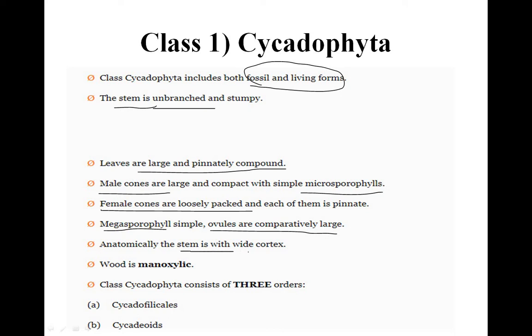Anatomically the stem is with a wide cortex, and as we have studied, two types of woods are there, manoxylic and pycnoxylic, that means they are with soft as well as hard nature. So here is the manoxylic wood nature. Now this Cycadophyta is divided into three orders, and these three orders we are going to study in detail side by side.